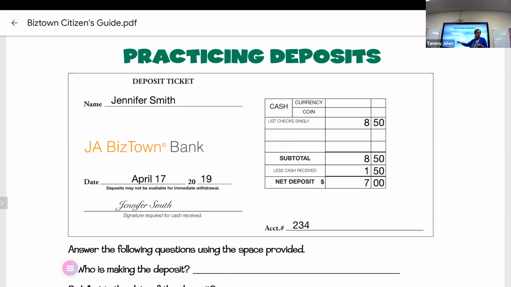The only reason you sign here is if you're getting cash back. And it'll tell you if you're getting cash back in the packet. Does that make sense? Otherwise, you don't sign it.